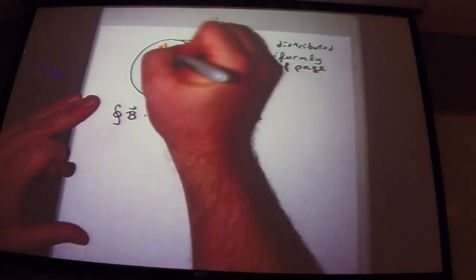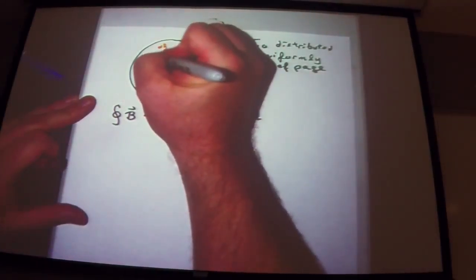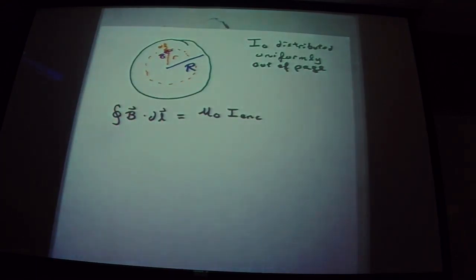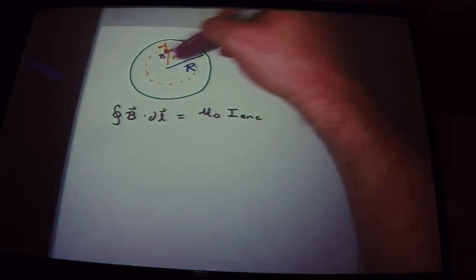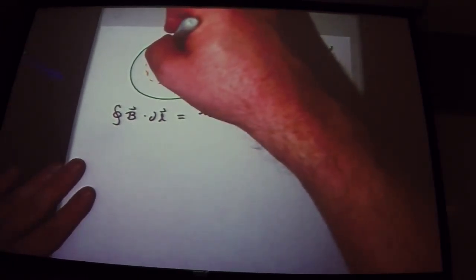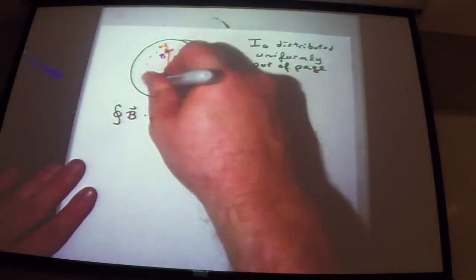So the magnetic field up here points in the direction of my dl and is counterclockwise around that circle. Now, because of the symmetry, that the current doesn't depend on this angle here, the magnetic field here is going to be the same as the magnetic field here, and the same as the magnetic field here, and here.